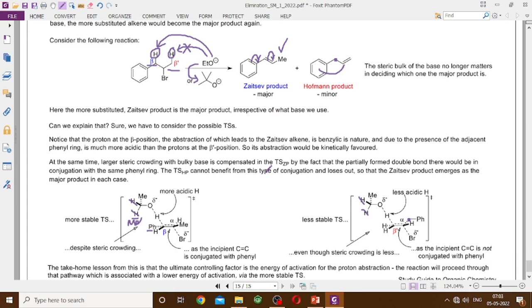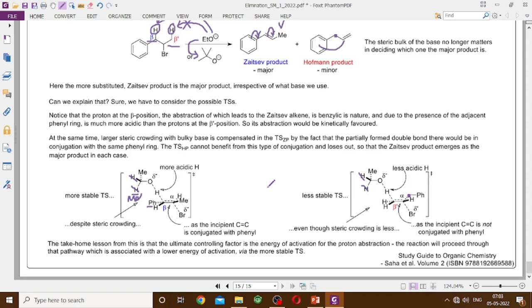Sterically, the Hofmann is in a better situation. But the Zaitsev product is the major product as long as the partly formed double bond is stabilized by some other factor. And if I use a less demanding base such as ethoxide or hydroxide, where the steric demand of the base is not very high, then it is the degree of substitution of the partly formed double bond that controls the situation, and it is the Zaitsev product which becomes the major product.